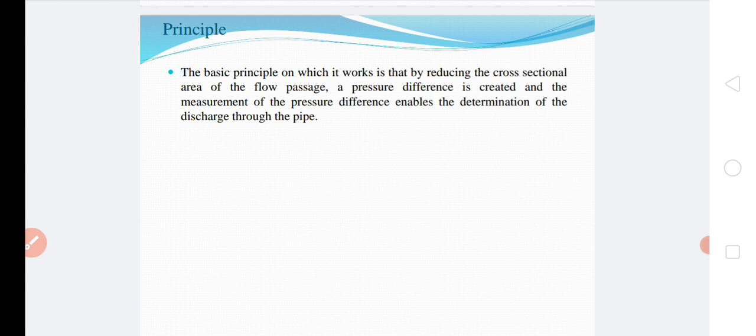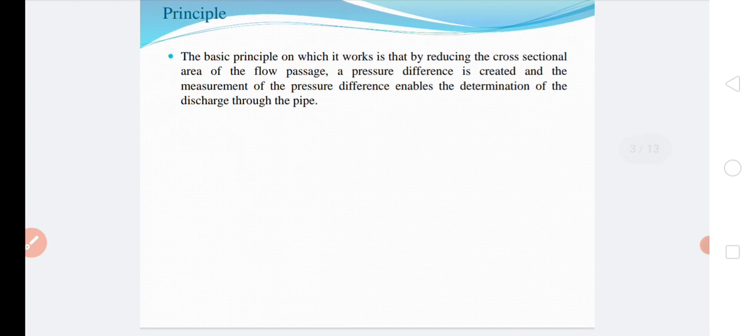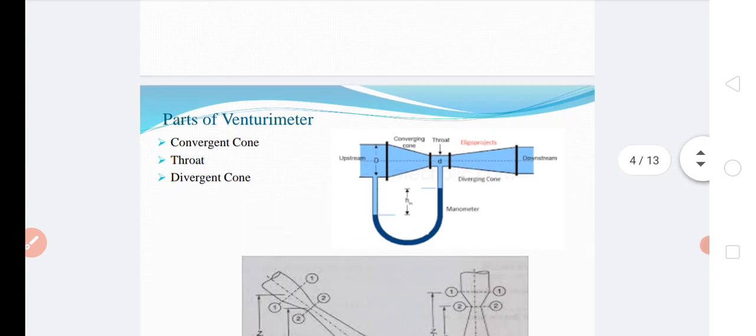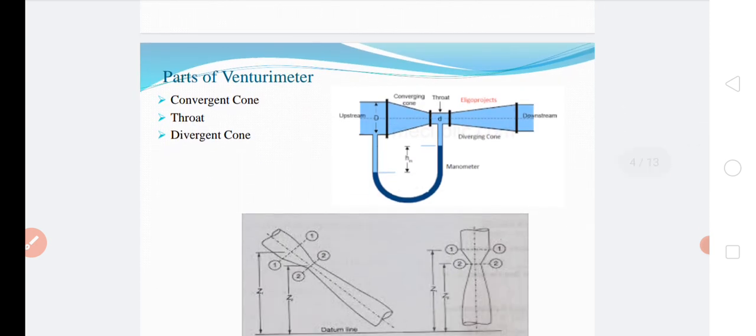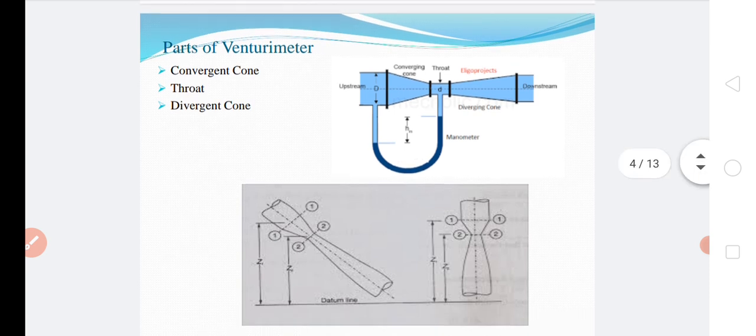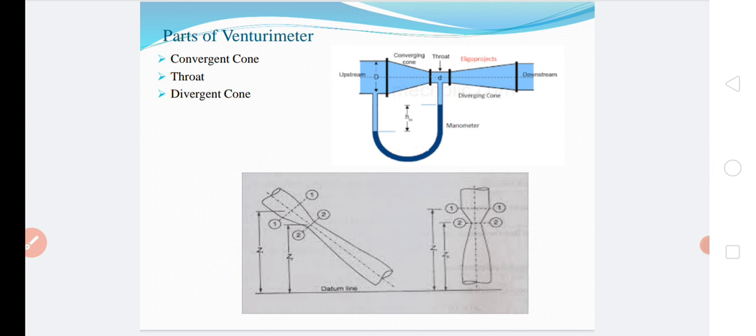Already I have discussed. Now, what is the convergent cone? It is the inlet of the venturimeter. It is a short length pipe which converges from diameter D1 of the pipe to the smaller diameter D2, that is the throat. Now, the mid portion of the venturimeter, that is the throat. It is a very small and narrow circular pipe whose diameter D2 is constant. Here the velocity of flow is uniform.